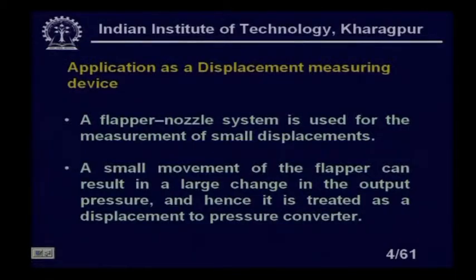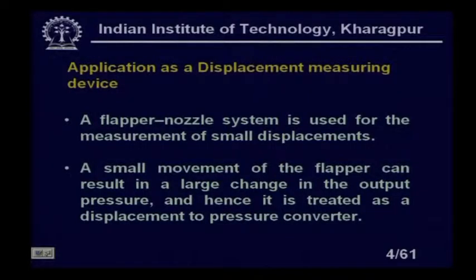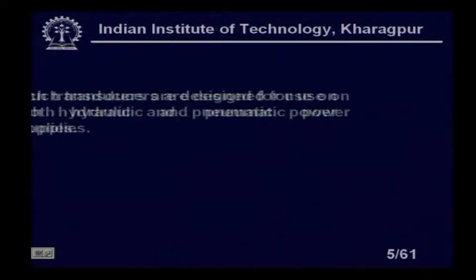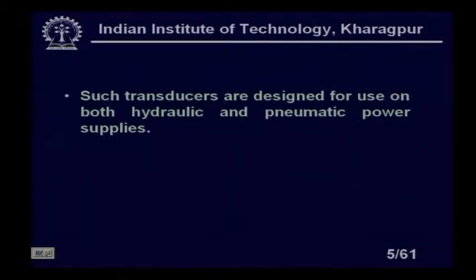Please note that in all flapper nozzle systems the output is pressure, whether I am measuring displacement, velocity or current; the output is in terms of pressure, 3 to 15 psi or whatever unit in kg, it does not matter. So the output is pressure, and as you look at the last line, it is treated as a displacement to pressure converter. Such transducers are designed for use on both hydraulic and pneumatic power supplies.